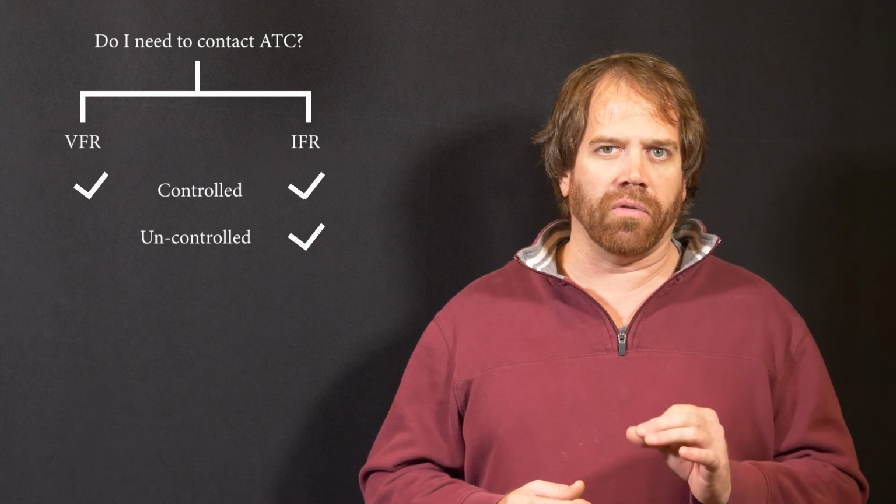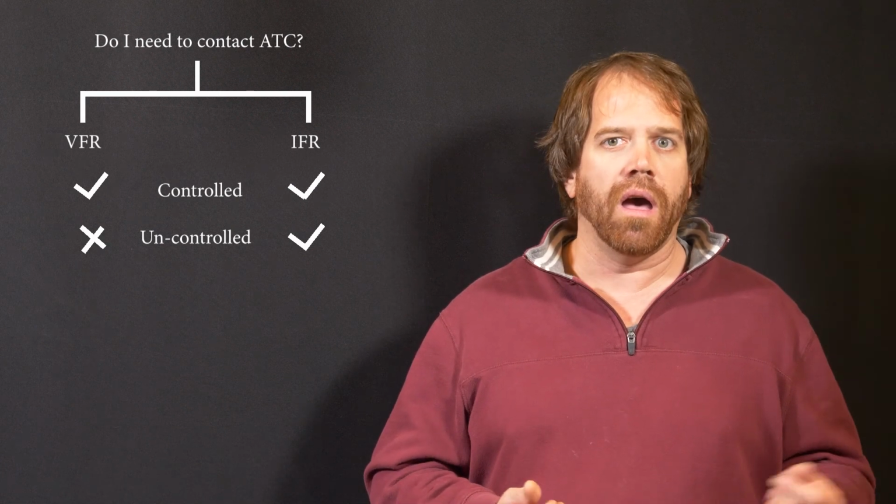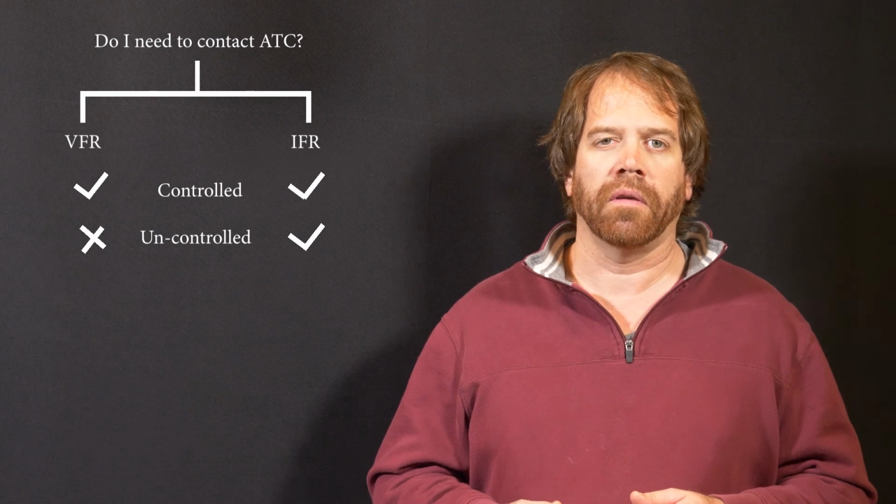The only time you don't need to be in contact with ATC is when you're flying VFR to and from uncontrolled airports. We can tell if airports are controlled or not, as controlled airports always have a control tower and a control zone that is Class B, C, or D airspace and is depicted in a blue airport symbol on VFR sectional charts. Uncontrolled airports are depicted with a magenta airport symbol on the charts.